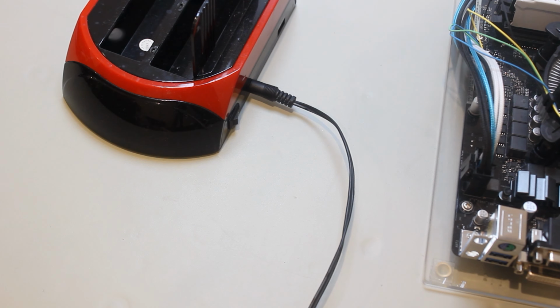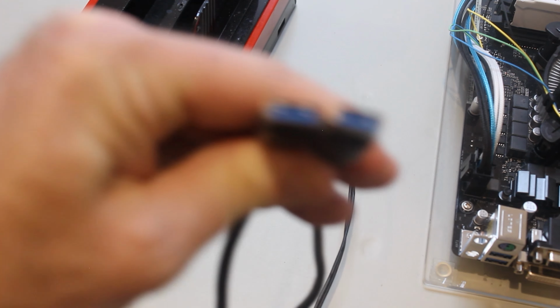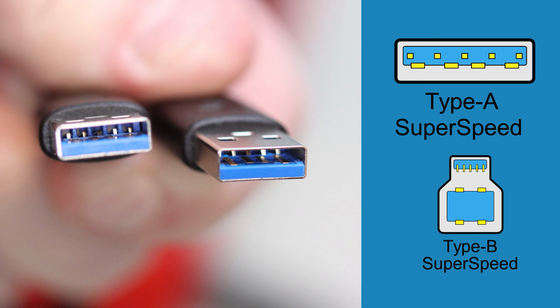This docking station is very unusual in that it uses two USB Type-A connectors. Most USB devices will use a Type-A connector to plug into the computer and a Type-B to plug into the storage device. Sometimes you will see a device that uses a Type-A connector on both sides. This is an interesting one because it is supported under the USB 3 standard but not the USB 2 standard.